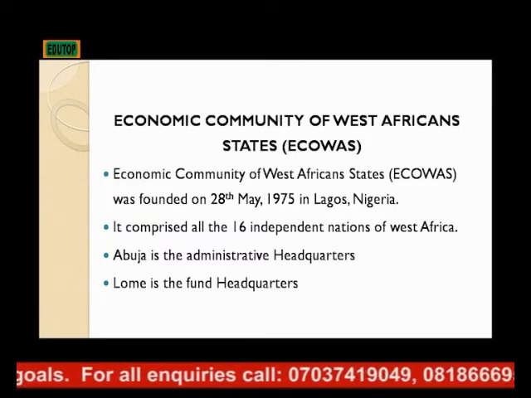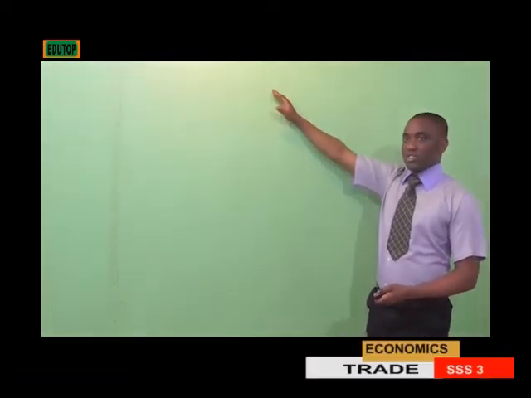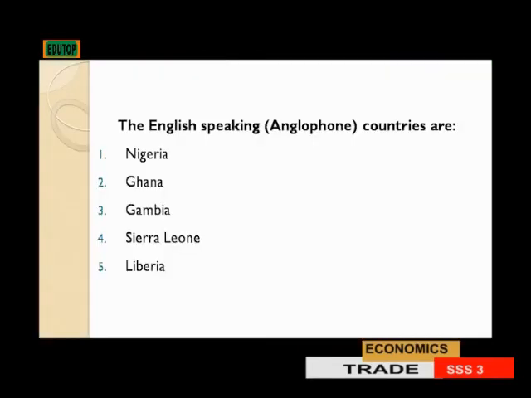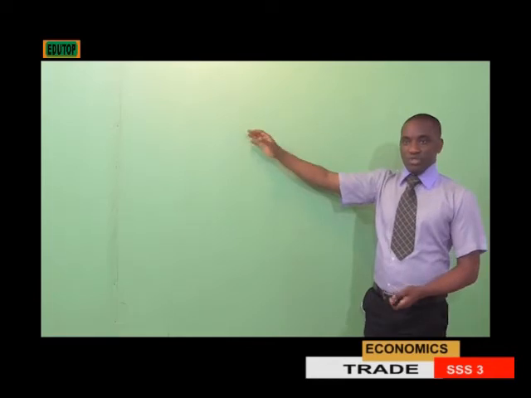ECOWAS comprises 16 nations, and the 16 nations can be divided into 3. We have English-speaking countries that we refer to as Anglophone countries, and they are Nigeria, Ghana, Gambia, Sierra Leone, and Liberia. Those 5 are the English-speaking nations that are in ECOWAS.